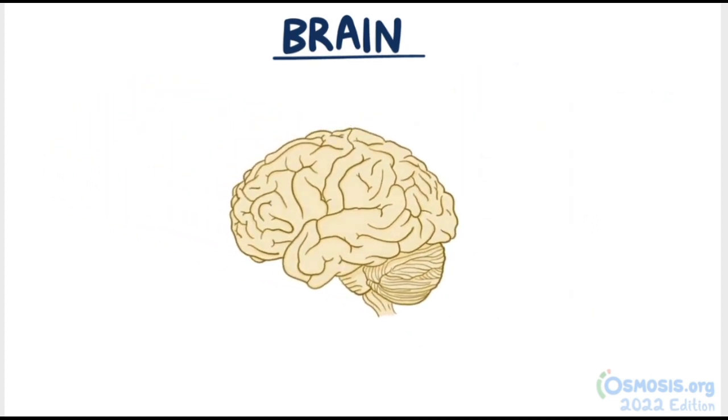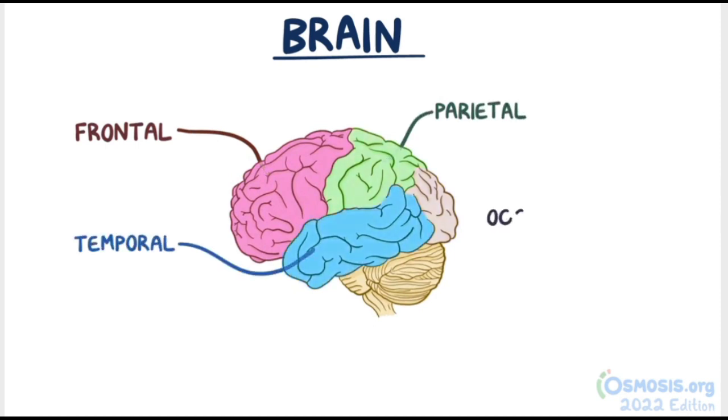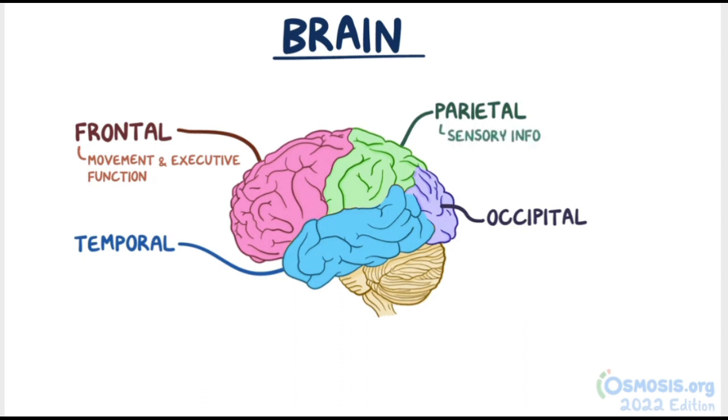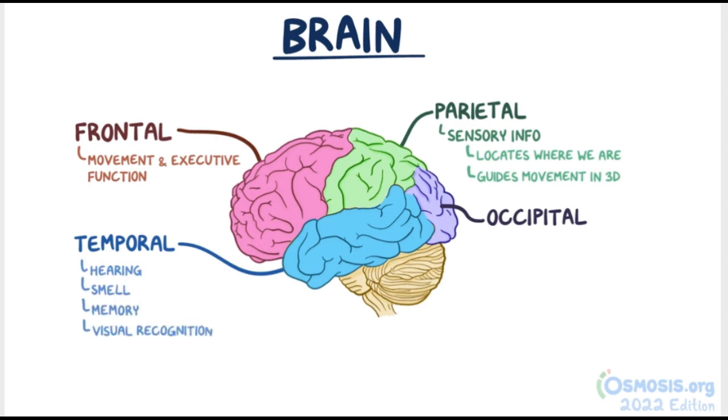The cerebral cortex is divided into the frontal lobe, parietal lobe, temporal lobe, and the occipital lobe. The frontal lobe controls movement and executive function, which is our ability to make decisions. The parietal lobe processes sensory information, which lets us locate exactly where we are physically and guides movements in a three-dimensional space.